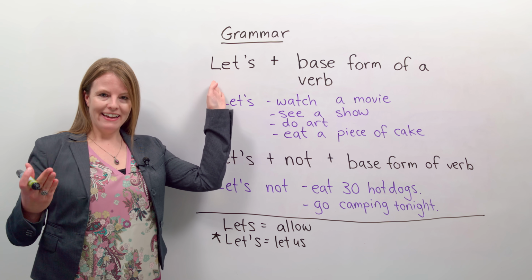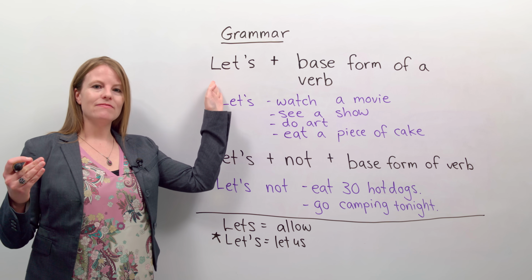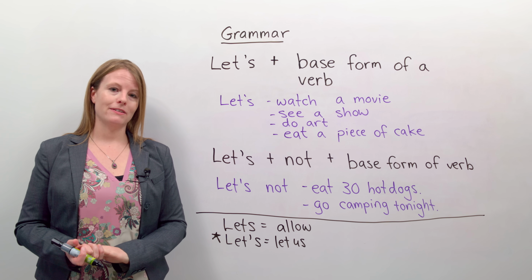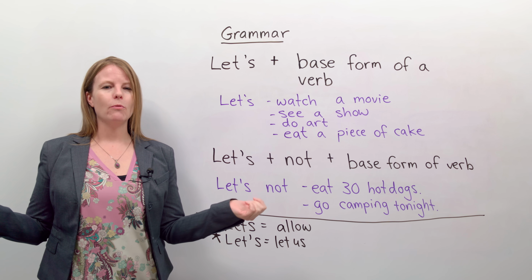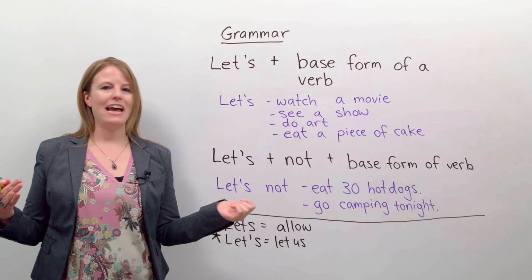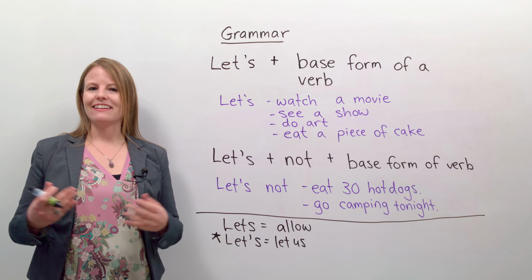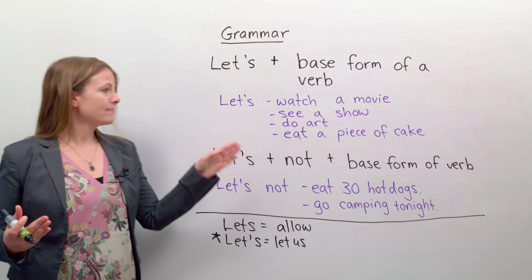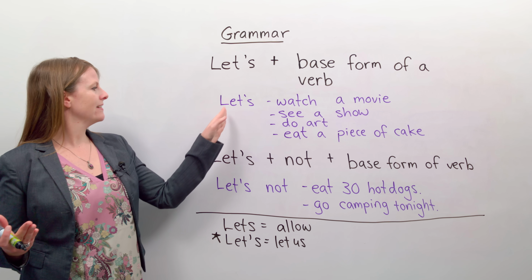So let's talk about the grammar of let's. So when we use let's, again, it means let us. It's followed by the base form of a verb. So what does that mean? Well, the verb does not have ed. It does not have ing. It does not have a conjugation. It's just the base form. So let's look at some examples.